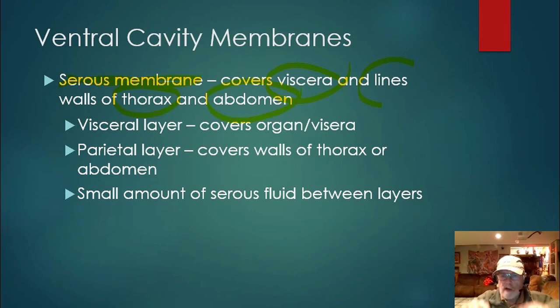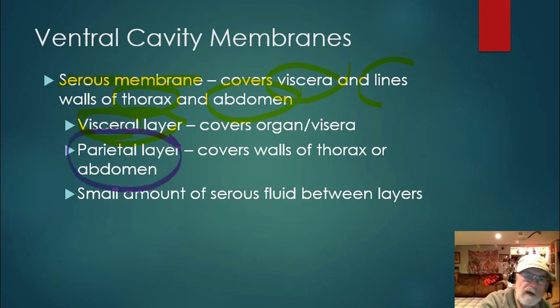And when they get to a certain point, they fold back on themselves. They don't stop. They just fold back and cover the outside of the organs. The part of the membrane that covers the organ is called the visceral layer. Why? Because viscera means organ, as we talked about in the previous slide. We then have the parietal layer, which covers the inside wall of the thorax, the chest, or the inside wall of the abdomen, the belly. Okay?